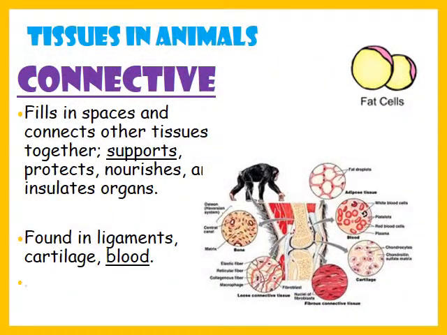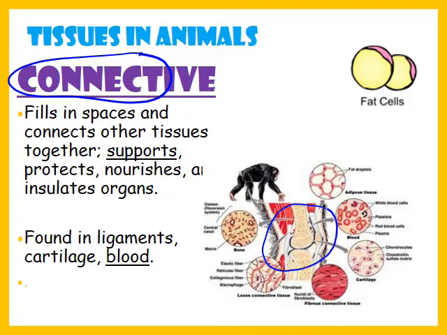Second type would be connective. So if you just think about what connect means, right? You can understand why it's named this. It's filling in spaces and connecting other tissues together. Supports, protects, nourishes, and insulates organs. So think about ligaments, cartilage, blood, even bone is considered a connective tissue.